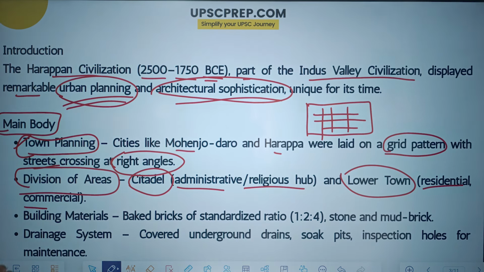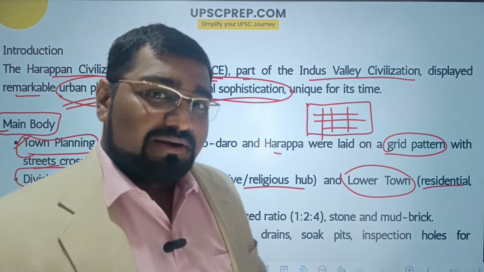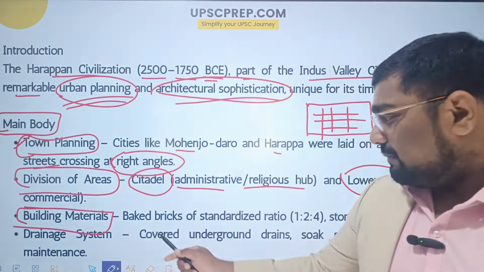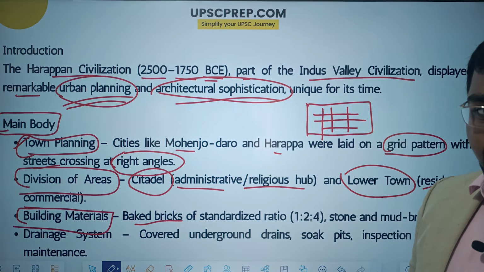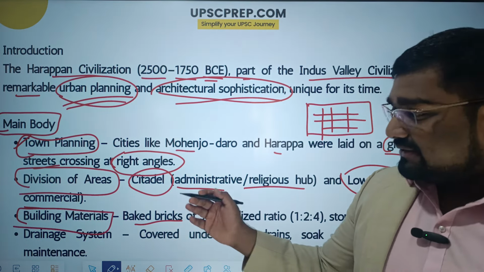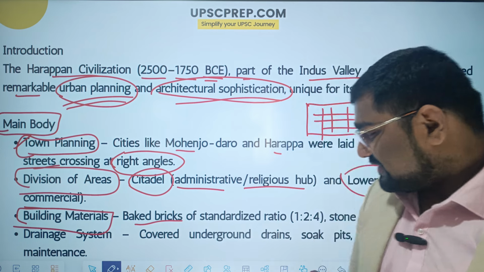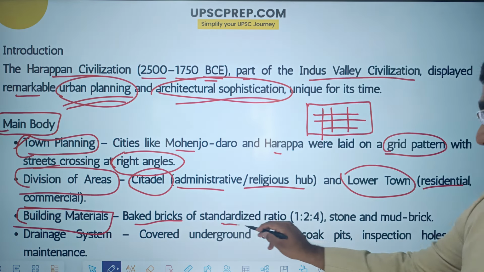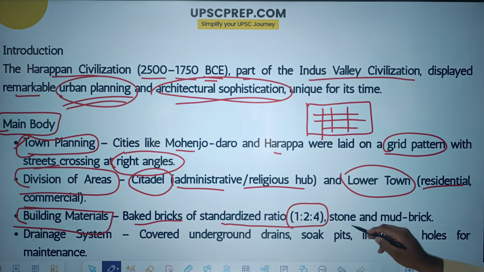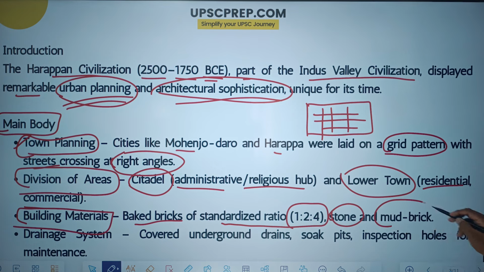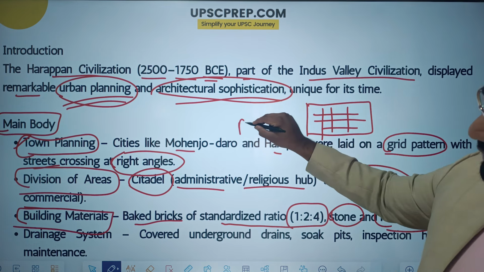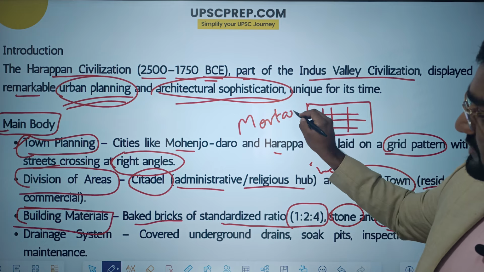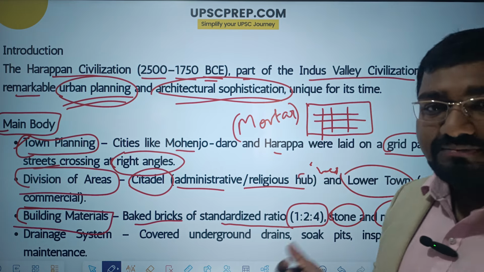The third thing is the building material which you can talk about. Since we are talking about architecture, you should be talking about the building material as well. So baked bricks, right? Burnt bricks, baked bricks, that was unique to Indus Valley civilization then, right? And there was a standardized ratio. Stone and even the mud brick was also utilized, right? Mortar was there, right? Gypsum mortar, which was used as a kind of cement then.